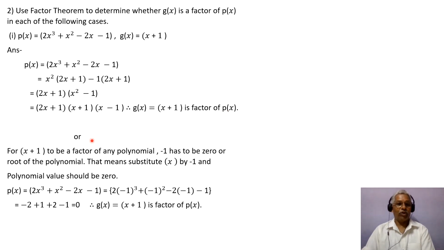This is not given in this, but we can check it like this also, that for x plus 1 to be a factor of any polynomial, minus 1 has to be the zero or root of the polynomial.